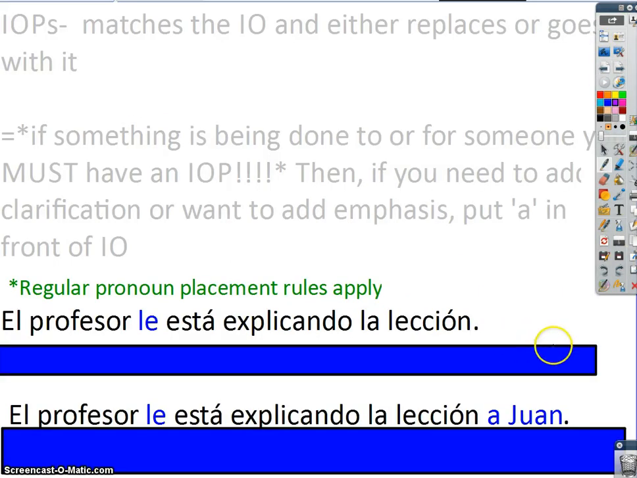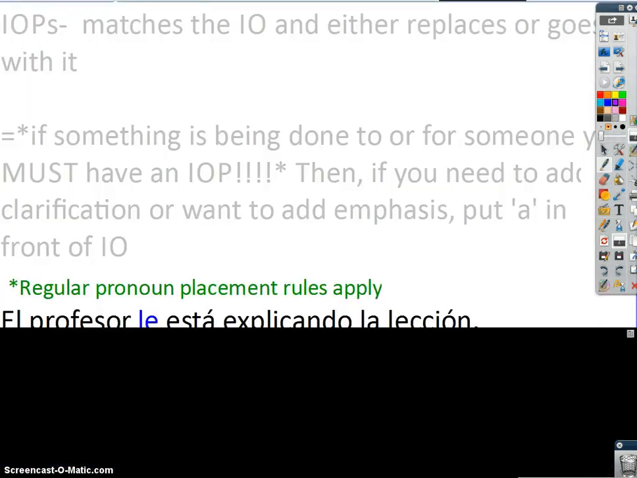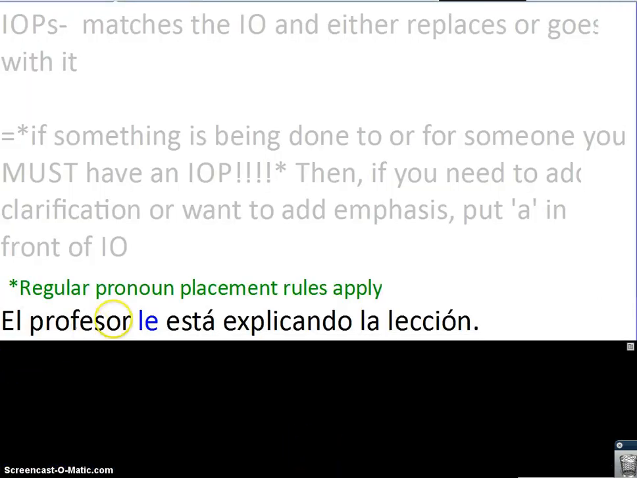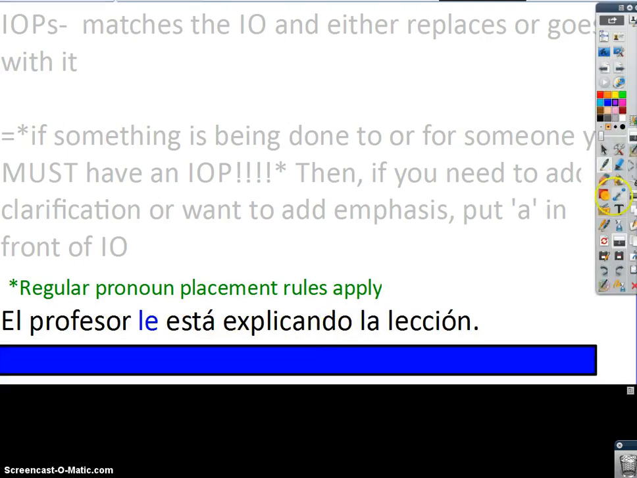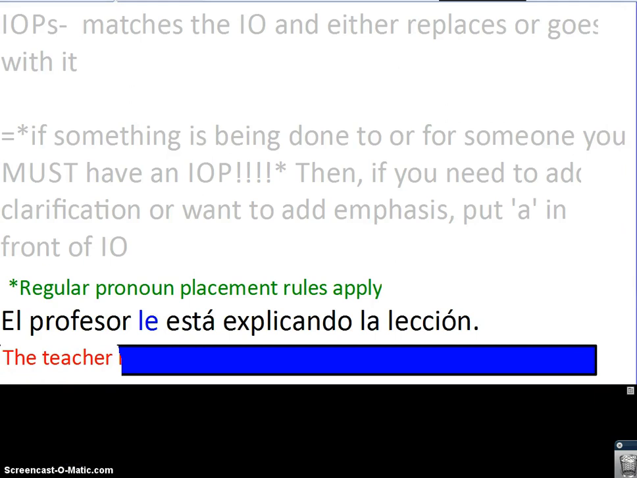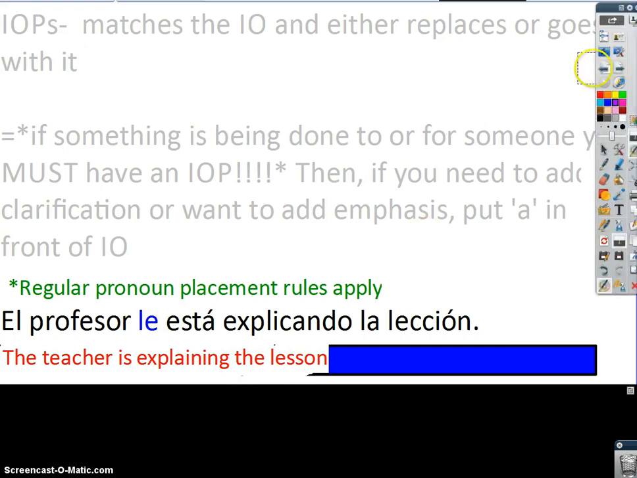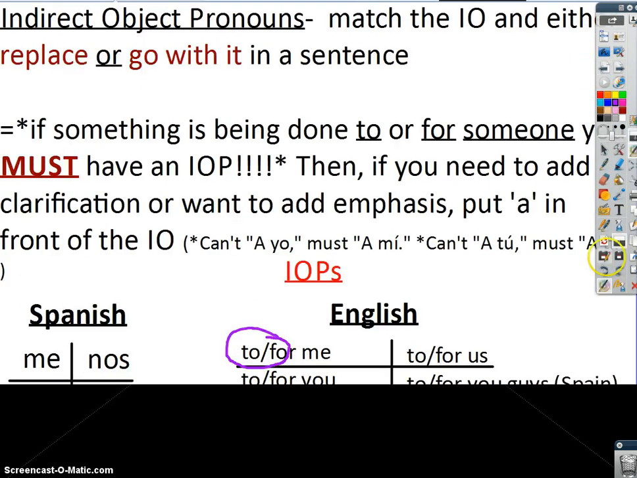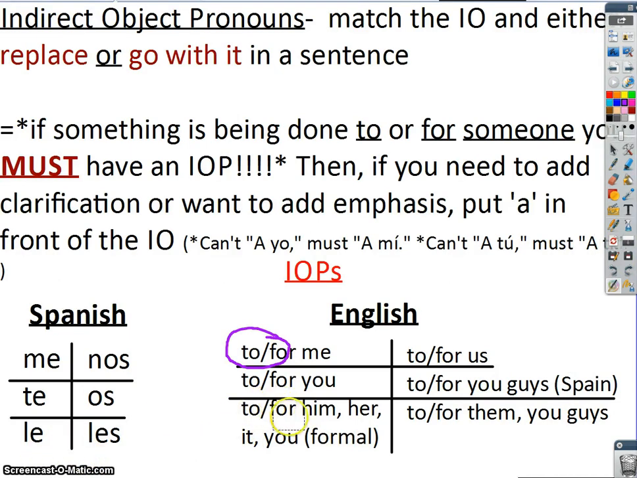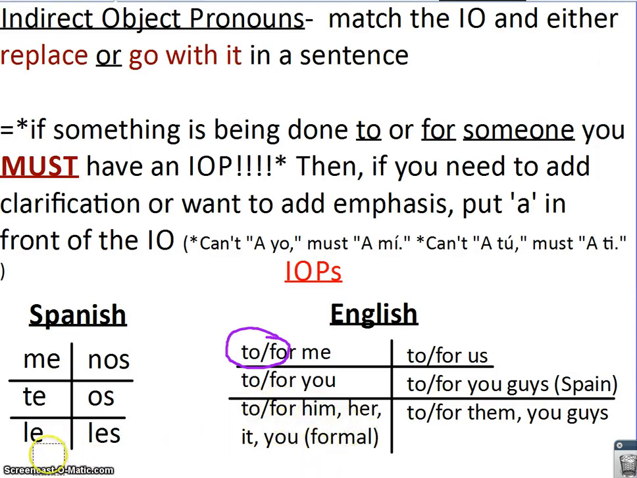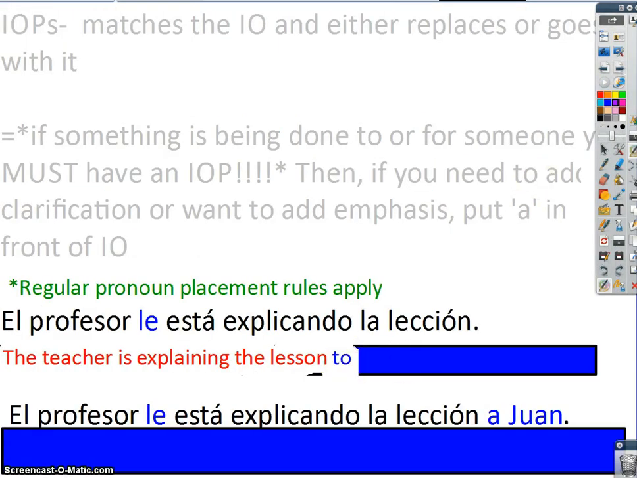Okay, so going back to this, let's write down some examples. If I have this sentence, el profesor le está explicando la lección, I am saying the teacher, you guys know that está explicando means is explaining right now the lesson. But I'm not done yet. Here I have le, and if I go back one screen, it says that le means to or for him, her, it, or you formal, because it's in the bottom left-hand box. So that's what this sentence is saying.